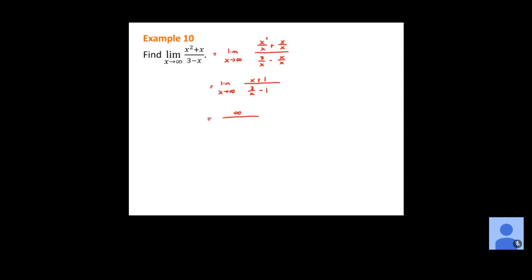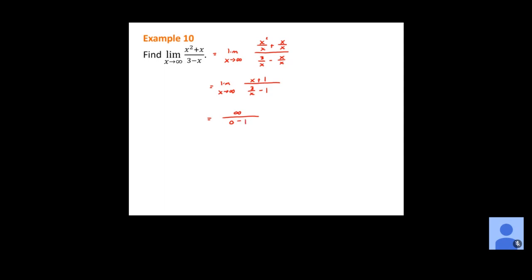Now let's look at the denominator. We can go term by term this time. What's the limit as x approaches infinity of 3 over x? That's going to give us 0. What's the limit as x approaches infinity of 1? That's going to be 1. So we have 0 minus 1 in the denominator.